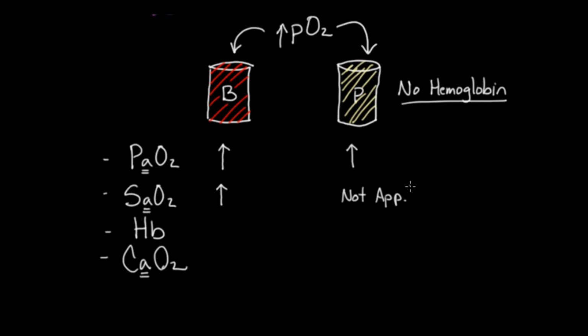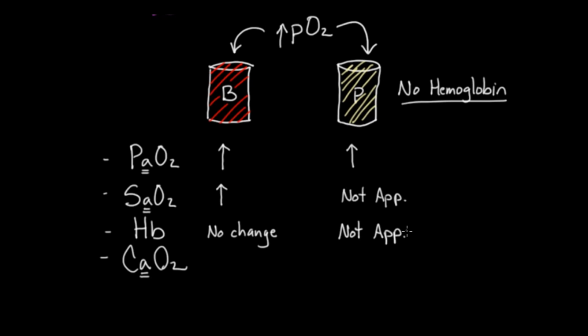Now what about the third variable, hemoglobin concentration? Remember, that was grams per 100 milliliters of blood. Well, I'm not talking about adding or subtracting hemoglobin, so there should be no change here, right? I'll write no change. And on the plasma side, again, there is no hemoglobin. So it's not going to affect that at all. It's not really applicable. Plasma, again, does not have hemoglobin.